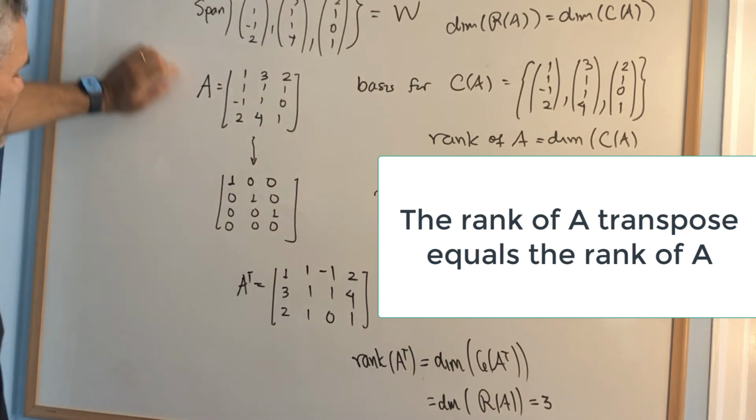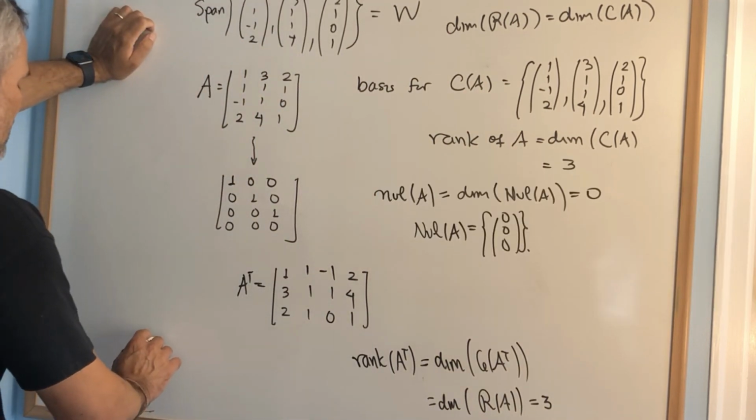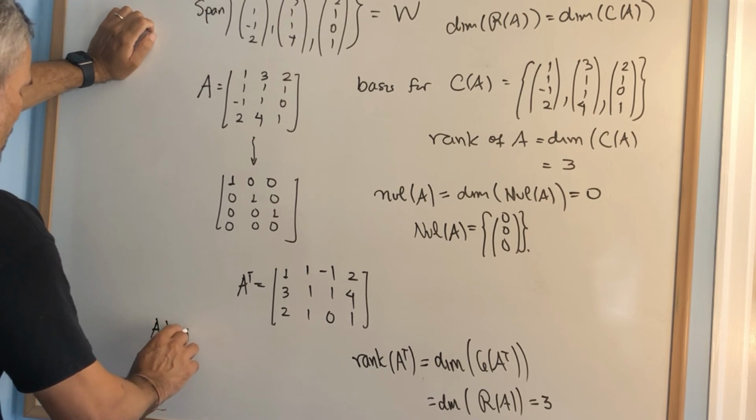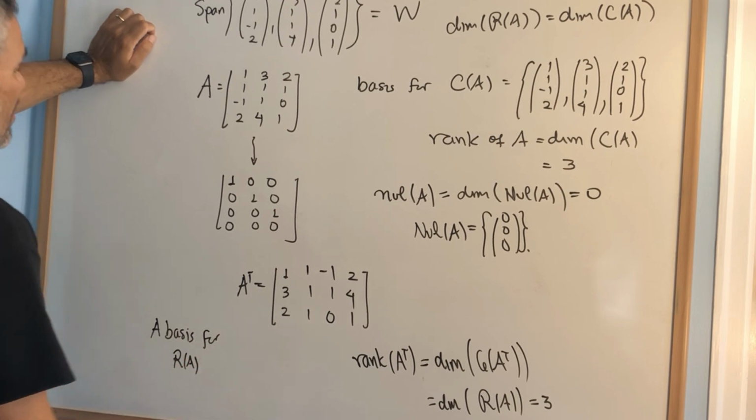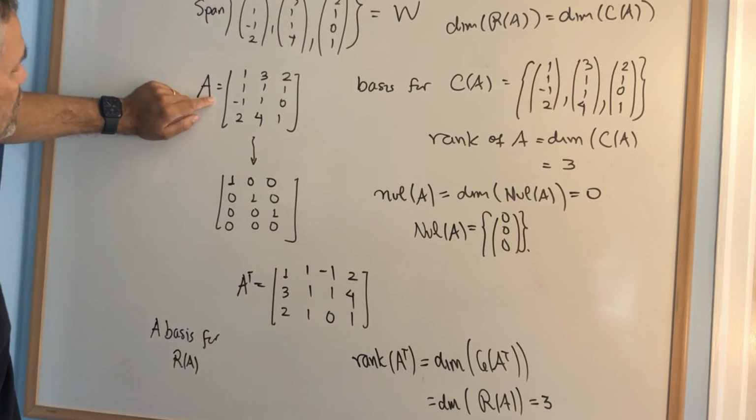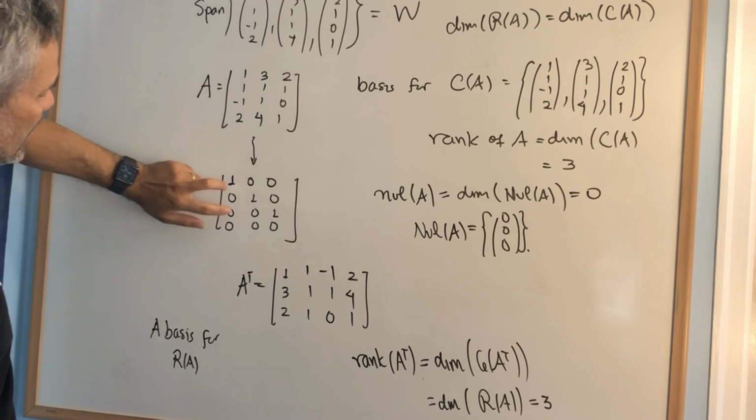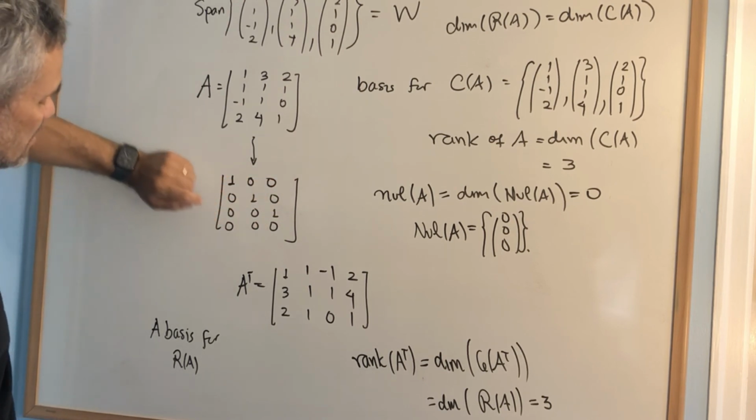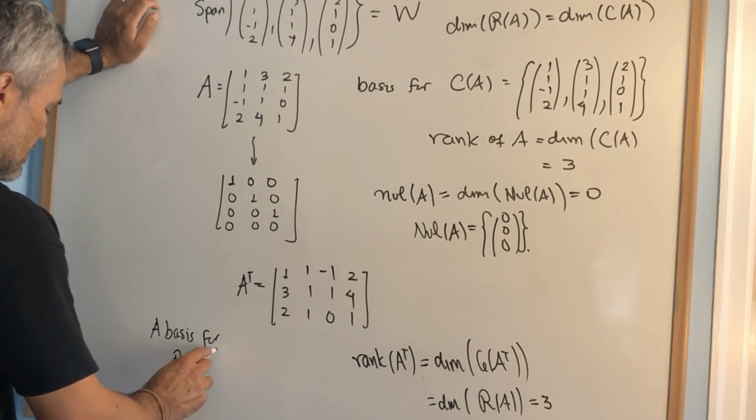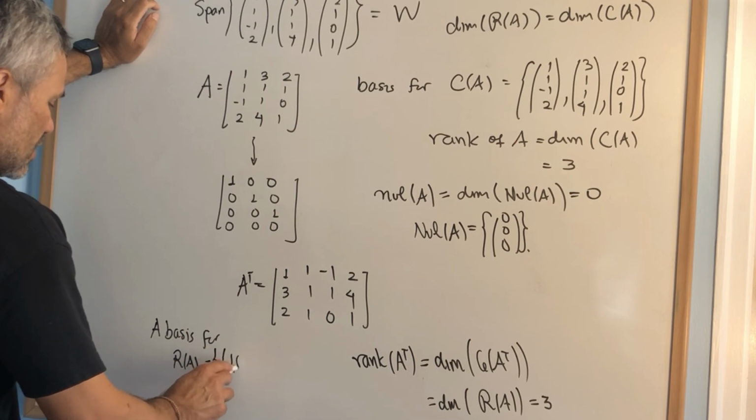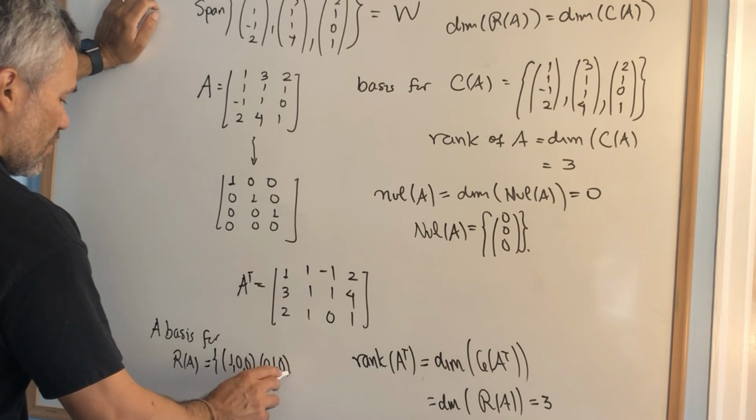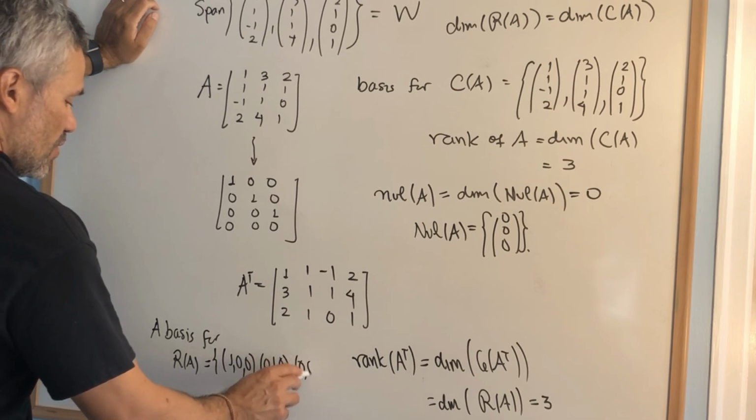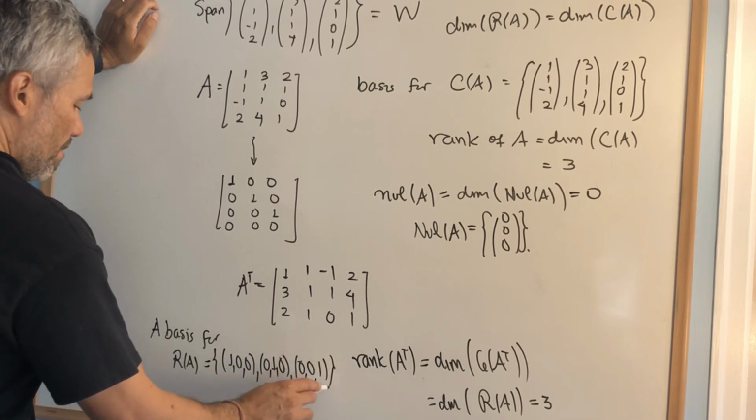Actually, from the previous argument, we know that to compute a basis for row of A, we just do row reduction and we pick the rows that have a pivot. Then in this case, it is just (1, 0, 0), (0, 1, 0), and (0, 0, 1).